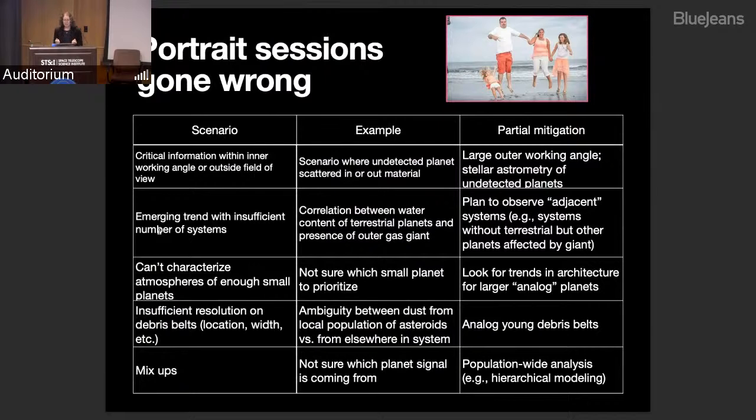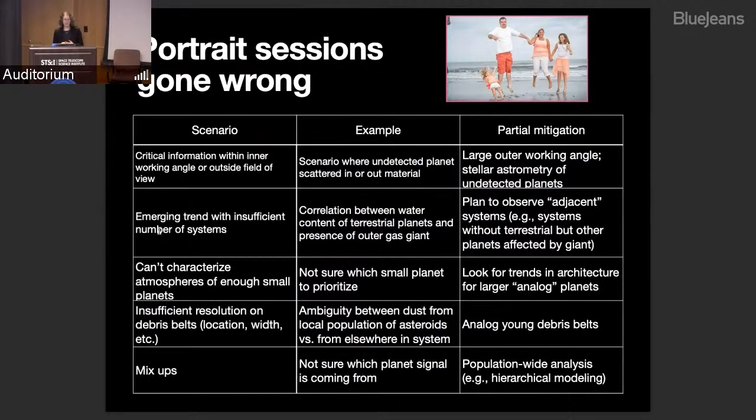The inner working angle everyone is very aware how critical that is, but also having a large outer working angle will help us get a more complete inventory. And having stellar astrometry or other methods to see what planets are there that we couldn't detect through direct imaging so that we at least have a hint that they're in the system.